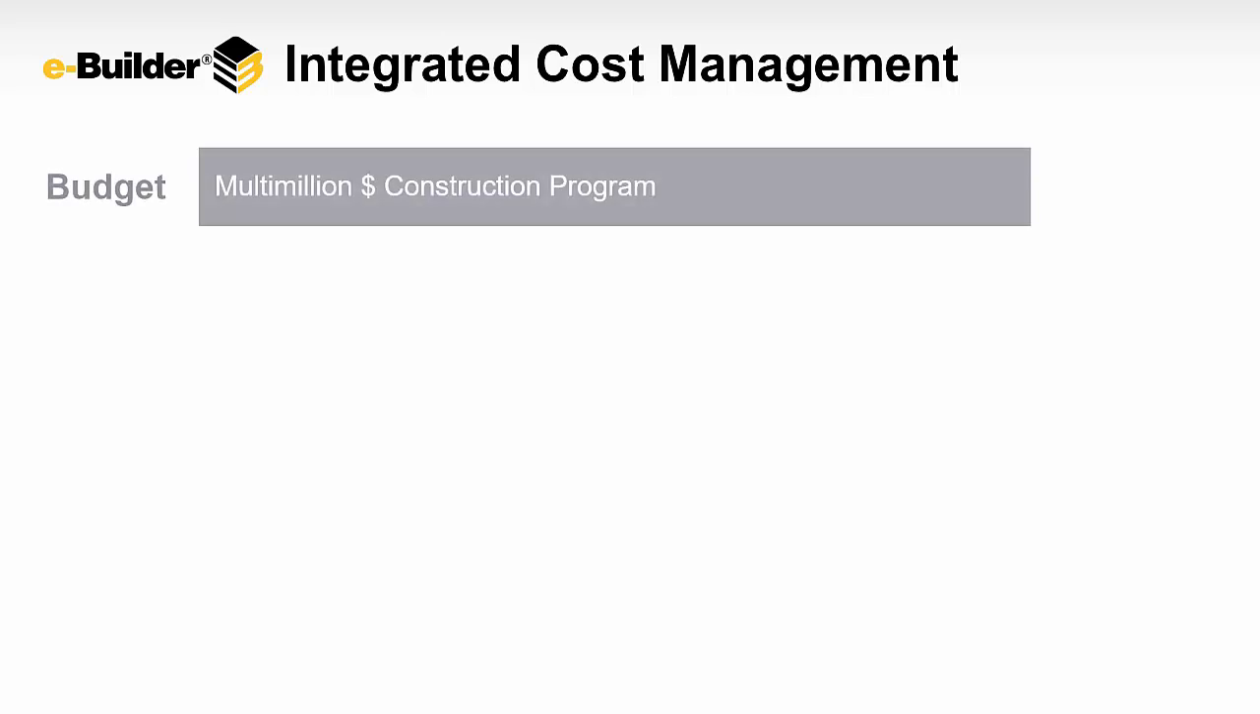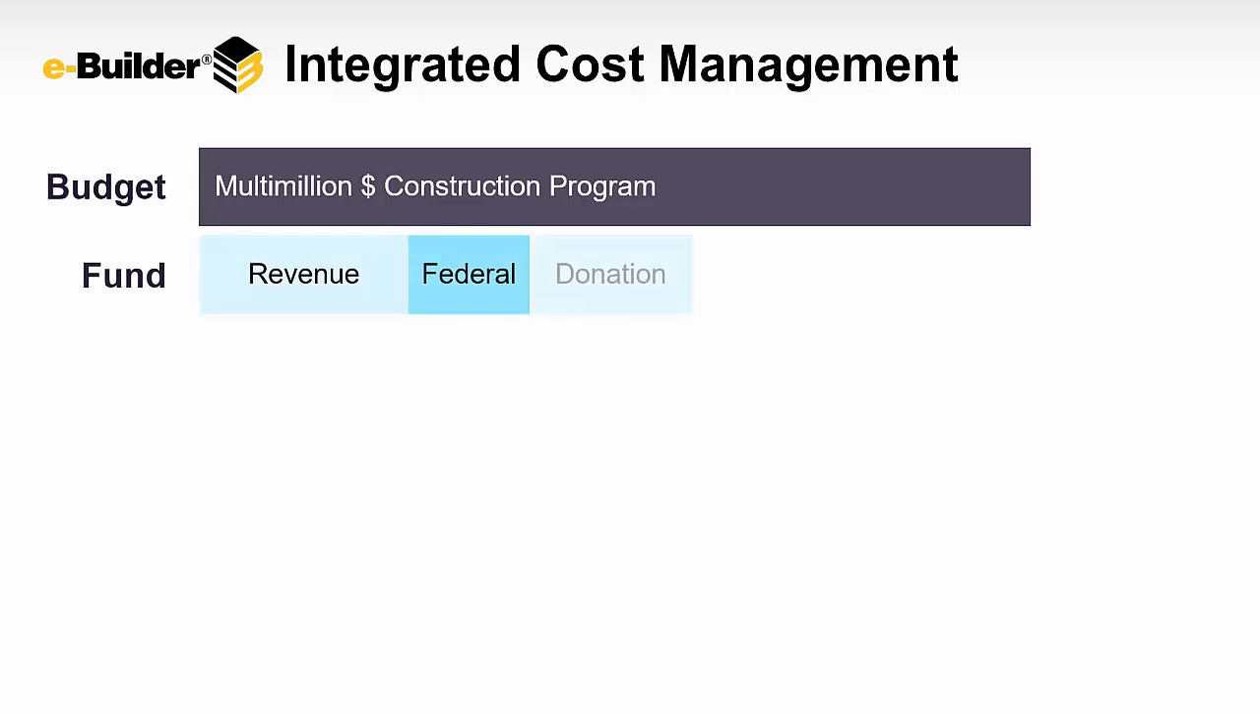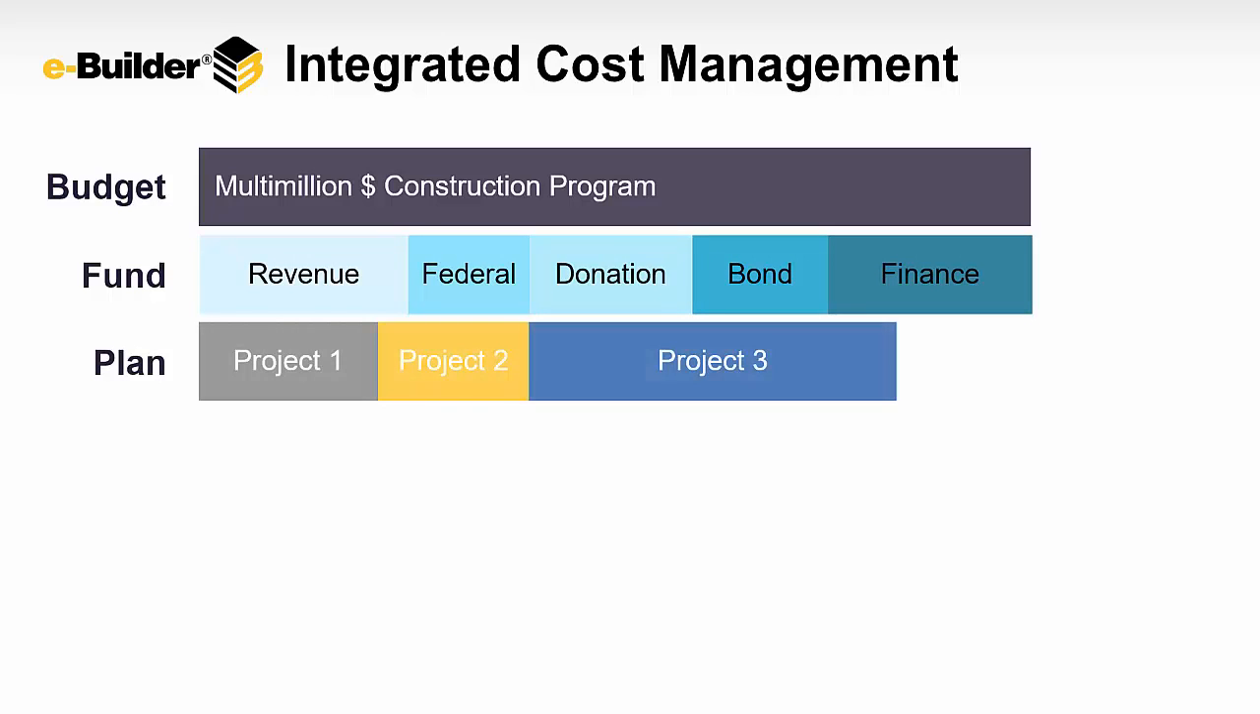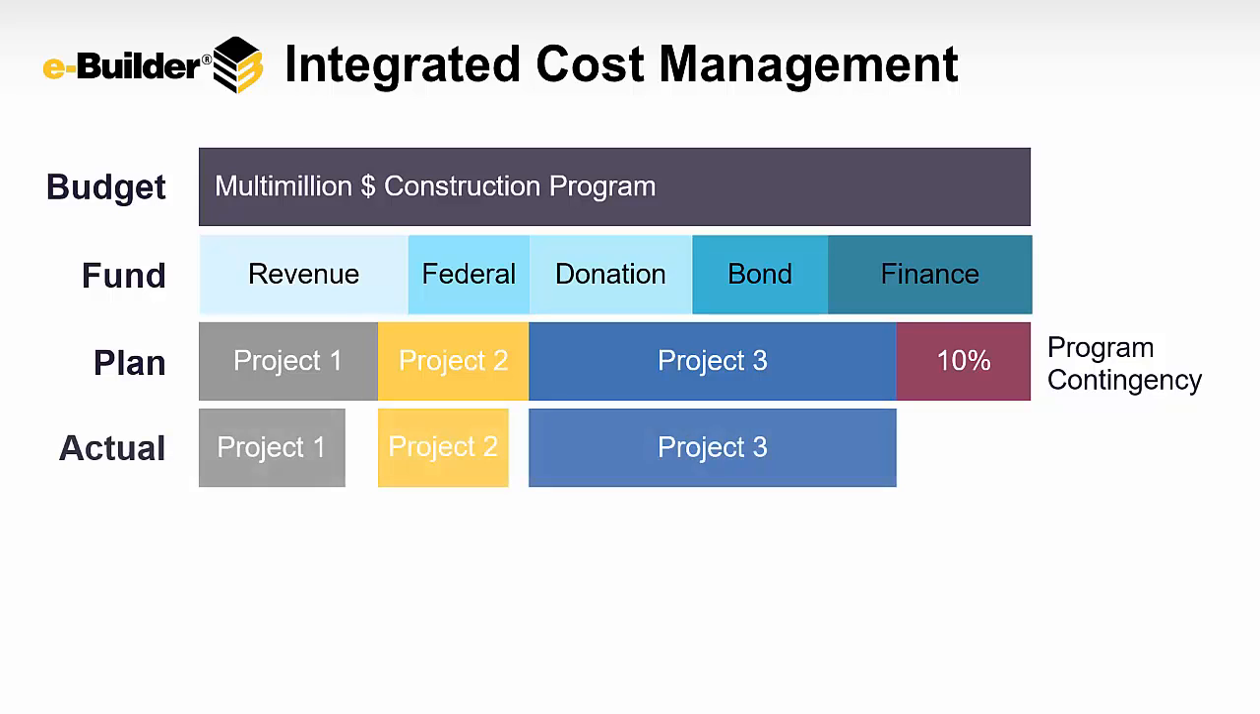So let's build on that and go into integrated cost management specifically from an owner's point of view. You set up the budget of your construction program, which is going to be comprised of multiple projects to meet your strategic goals. Then you're going to look at potentially a variety of different funding sources that are going to help you execute that construction program. You then start to create detailed plans of the individual projects and potentially hold a contingency for any surprises, unknowns, or waste that may actually happen during the design and construction process.